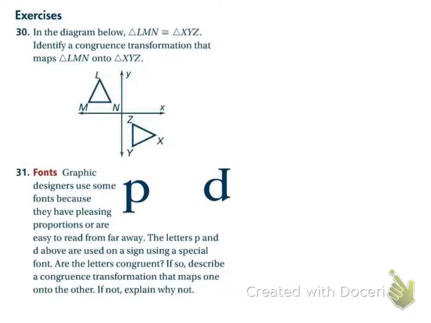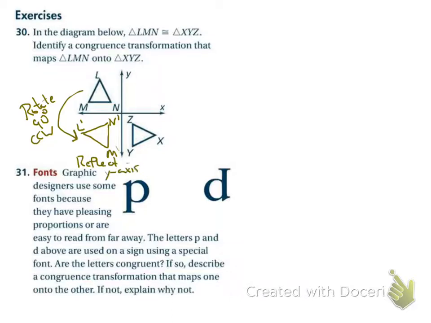For number 30, we need to identify the congruence transformation. We have a couple different options. The first thing I could do is rotate 90 degrees counterclockwise, which would put it down here. So that would be rotate 90 degrees counterclockwise. Then I'm going to reflect across the y-axis, and that would swing it over. So L would map to X, N would map to Z, M would map to Y. So those would be my two steps for one way.